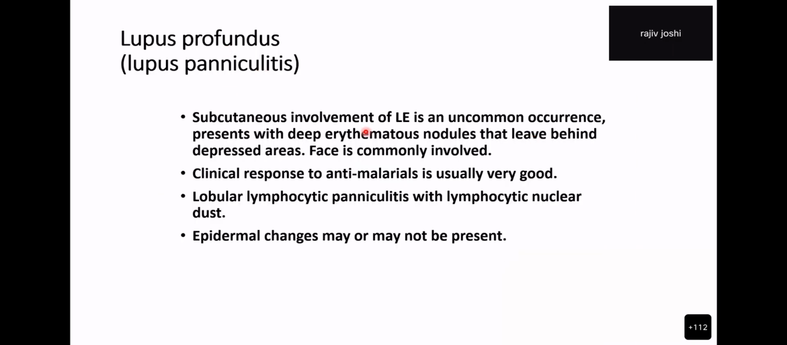And then you have lupus profundus, where you have subcutaneous involvement. It's not very common, but it presents with deep erythematous nodules which leave behind depressed scars. Clinical response to antimalarials is very good. As a presentation, it's primarily a lobular lymphocytic panniculitis, and very often you get lymphocytic nuclear dust. You can get plasma cells, but no atypical cells. Because if you start seeing rimming of the adipocytes with these atypical cells, then you need to consider the differential diagnosis of a subcutaneous panniculitis like T-cell lymphoma. Okay, case 9.